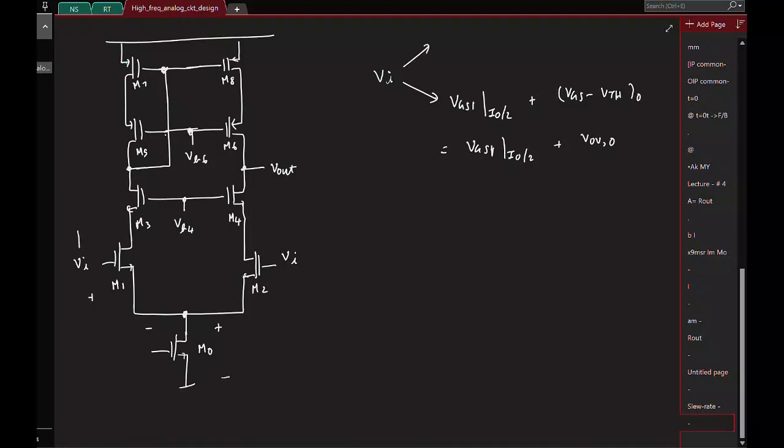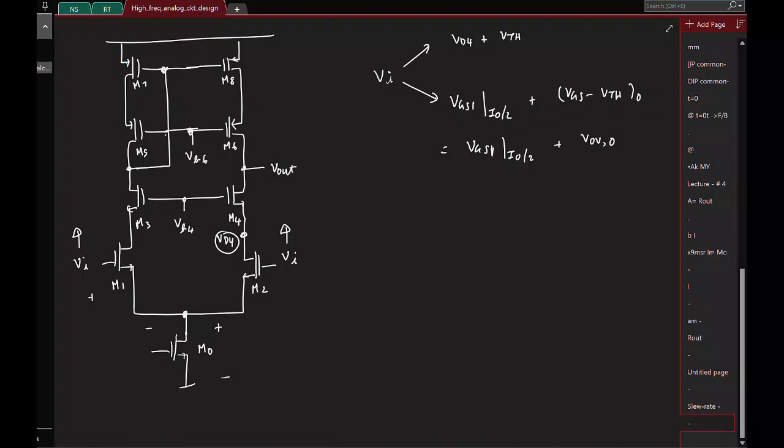Now if I keep increasing VI, what will happen? M1 and M2 will go into triode, right? So now what is the maximum VI can go? If I call this VB4, it can go to VD4 plus VTH, right? And what is VD4?